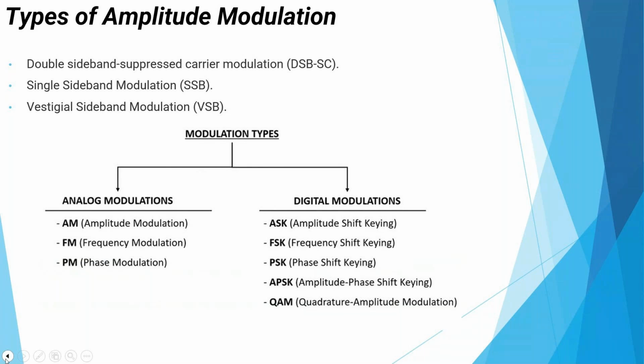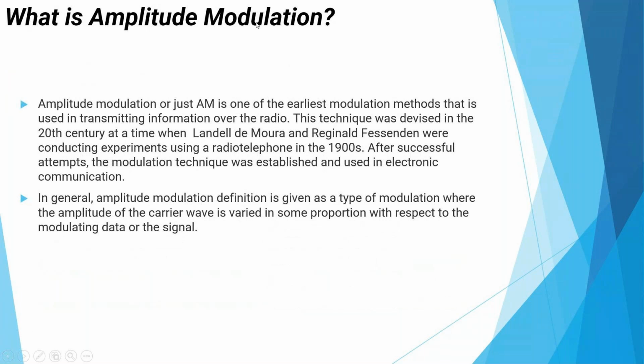Amplitude modulation is a very important technology in modern times. It is the earliest modulation method for transmitting information over radio and technical devices in the 20th century. Reginald Fessenden conducted an experiment using the radio telephone in 1900. After this successful attempt, the modulation technique was established in electronic communication. This is the historical part of amplitude modulation.